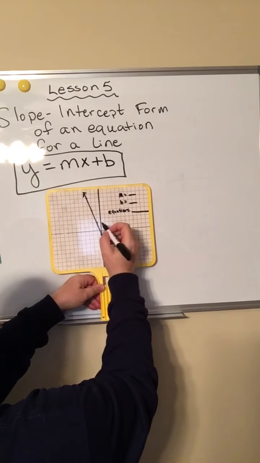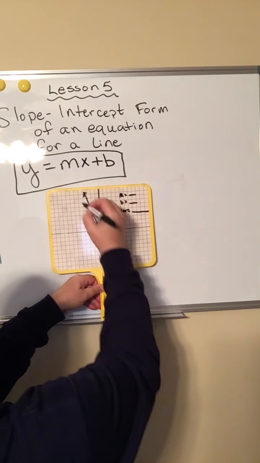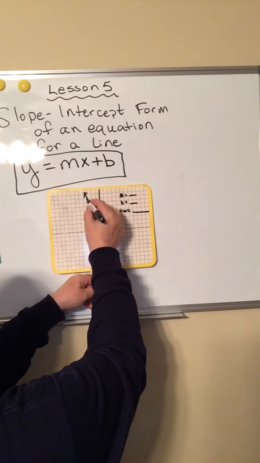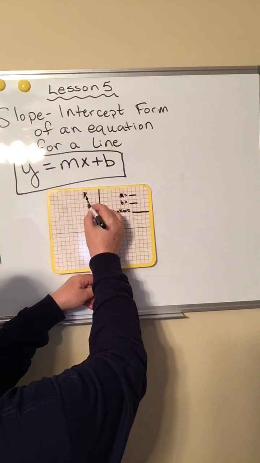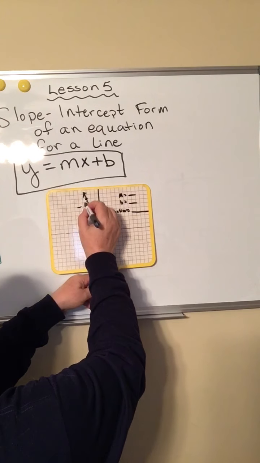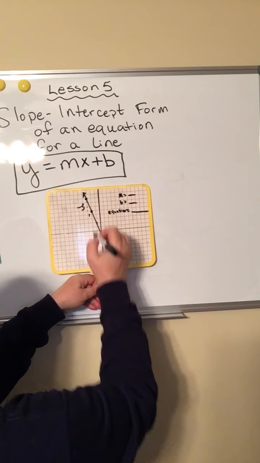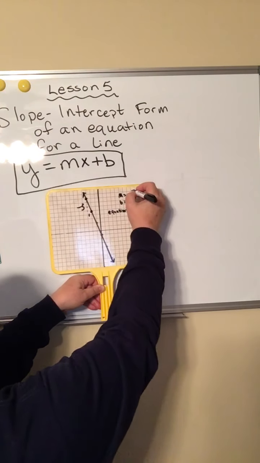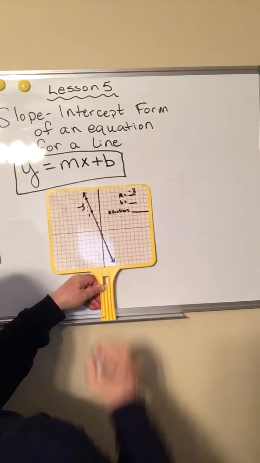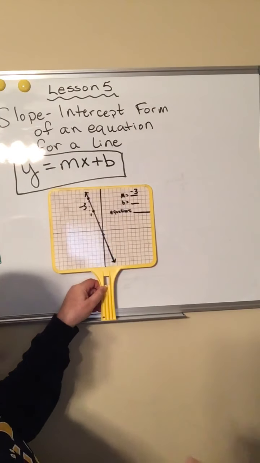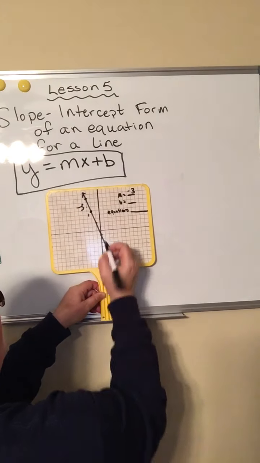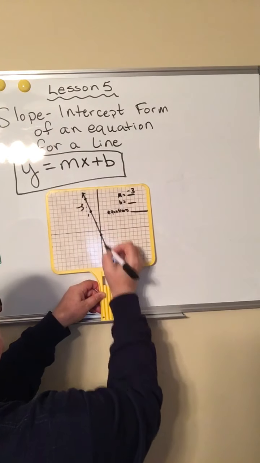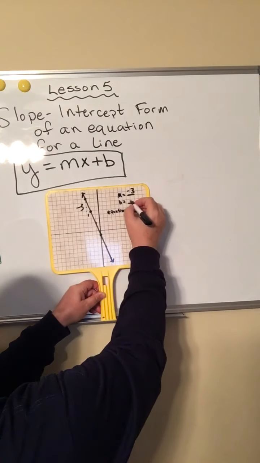So our slope is, let's go from this point to this point. We go down 1, 2, 3, and we go over 1. So we went down 3 and we went over 1. -3 over 1, we can just write -3. Anything over 1 you know is just itself. Where does it cross the y-axis? Down here. That's a -1.